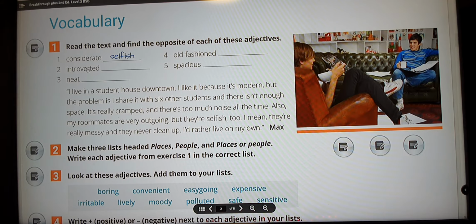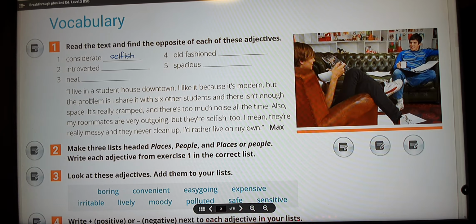So you have to find the opposites. Introverted. What's the opposite of introverted? What's the opposite of neat? What's the opposite of spacious? What's the opposite of old-fashioned?